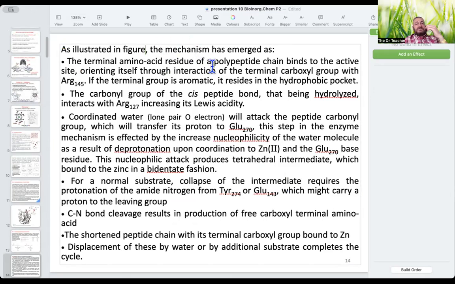So the mechanism emerged as follows: the terminal amino acid residue of a polypeptide chain binds to the active site, orienting itself, and then continues. The carbonyl group of the peptide bond being hydrolyzed interacts with the arginine group, increasing its Lewis acidity, and the rest of the mechanism is explained in detail.